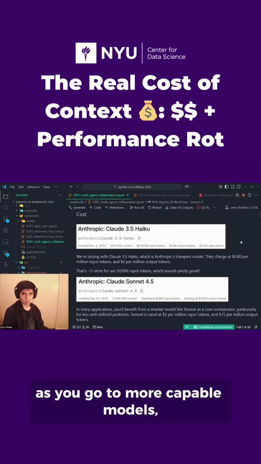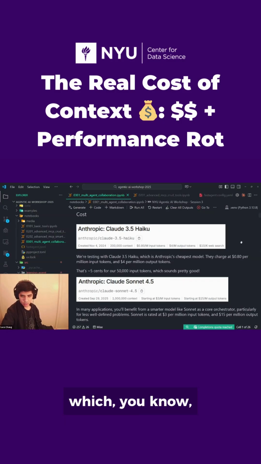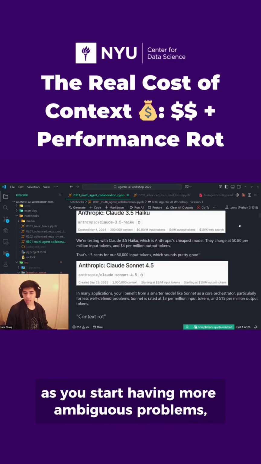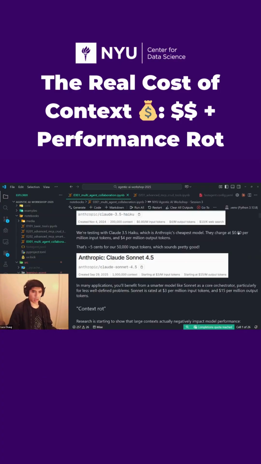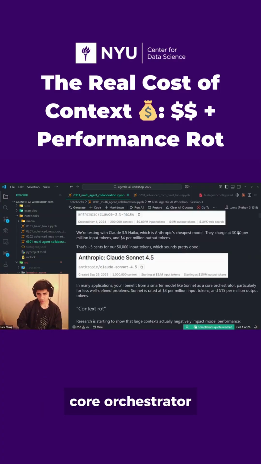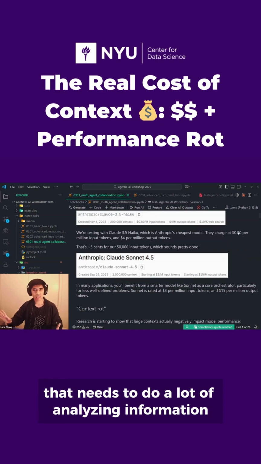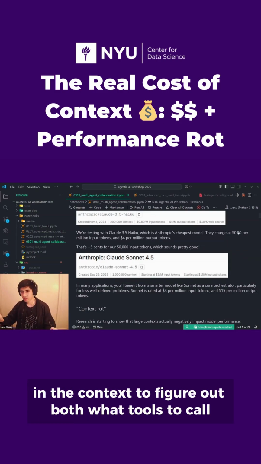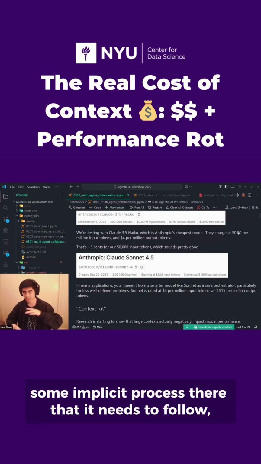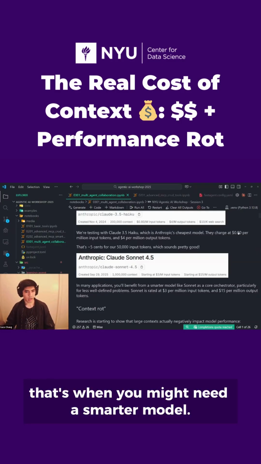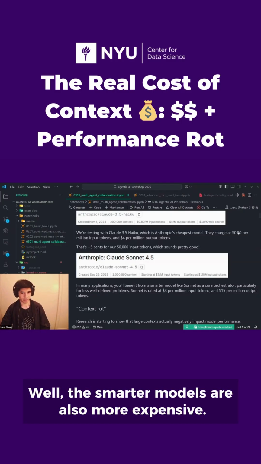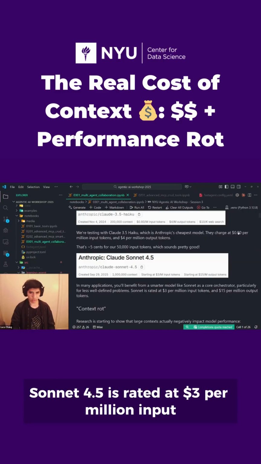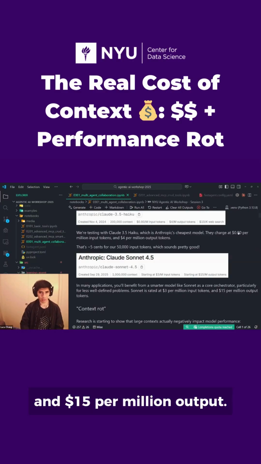But as you go to more capable models, which I think you really will as you start having more ambiguous problems, especially for a core orchestrator that needs to do a lot of analyzing information in the context to figure out both what tools to call and maybe if there's some implicit process it needs to follow, that's when you might need a smarter model. Well, the smarter models are also more expensive. Sonnet 4.5 is rated at $3 per million input and $15 per million output.